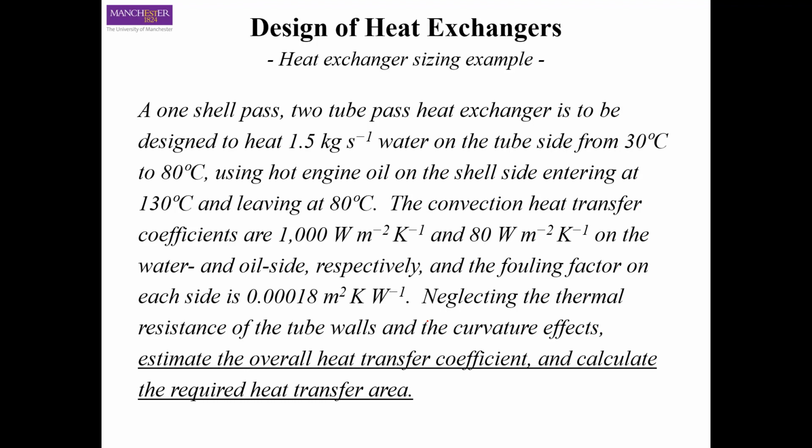The question is that you have one shell pass and two tube pass heat exchangers. So in this question, the question has already given you the type of heat exchanger that you want to use. The question also states that the water flow rate of this quantity is in the tube side at 30 degrees centigrade and is coming out at 80 degrees centigrade.